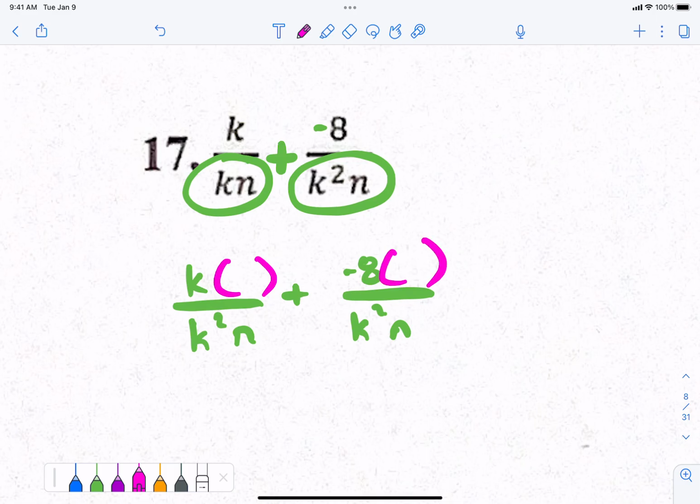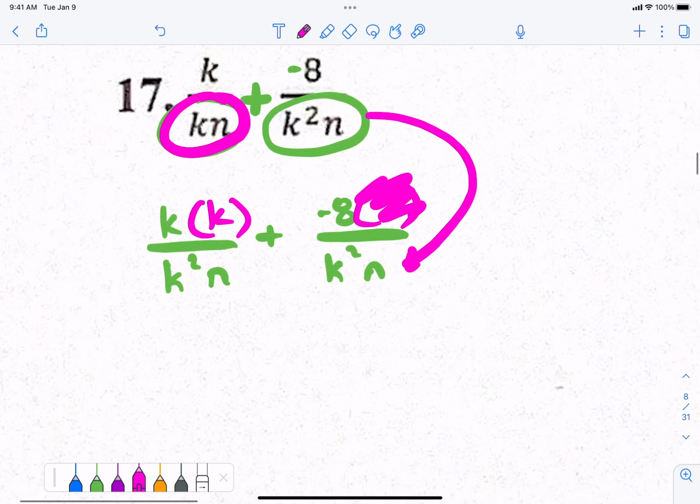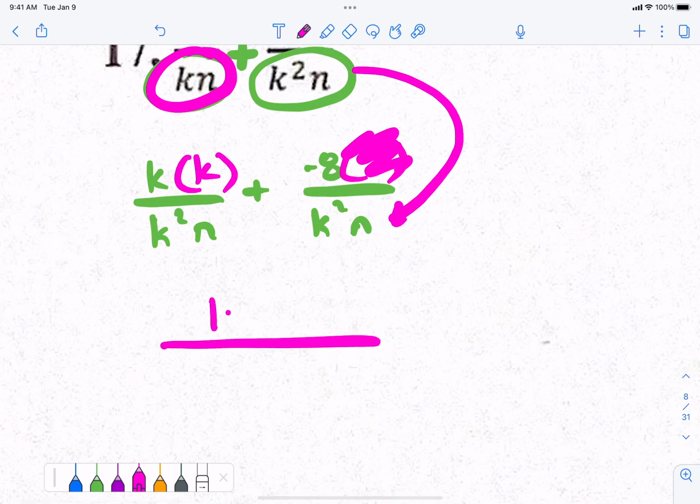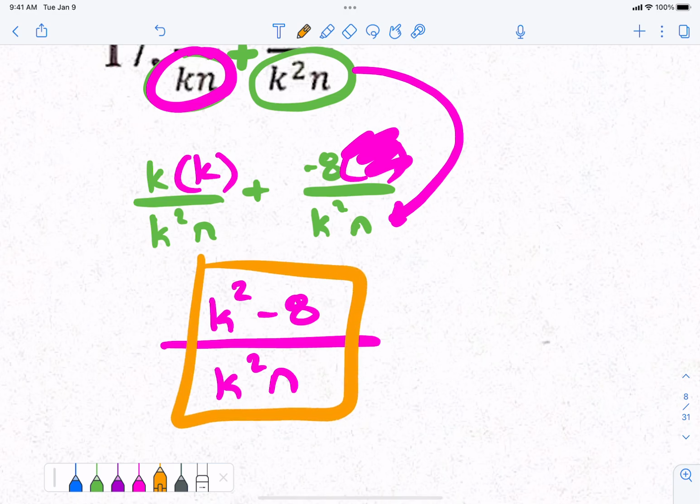Is this getting easier, kind of? This guy is going to need an extra K, so we've got K and K, that's only 2 K's. Negative 8. What does the negative 8 need? Nothing. He doesn't need anything, so you can put a 1 in that spot, or you can just get rid of him. Okay, so what's my top look like? K squared minus 8 over K squared n. Now, question, can I cancel this K squared with this K squared? No. The bottom one's not trapped, but the top one is, so nope.